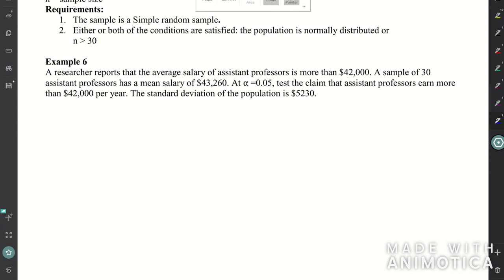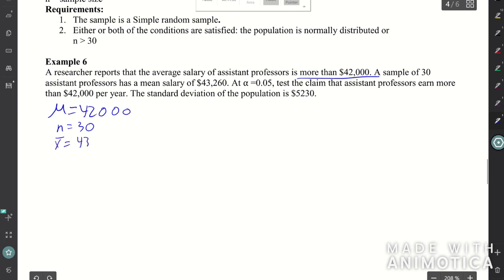So we want to identify what we're given. Since the claim says more than 42,000, that's an indication that mu is equal to 42,000. We have a sample size of 30. We have an x bar, our sample mean, of 43,260. And we have a standard deviation for the population. Notice again, they did not put it in the same sentence as our sample. It has its own sentence, and they told me specifically population standard deviation.